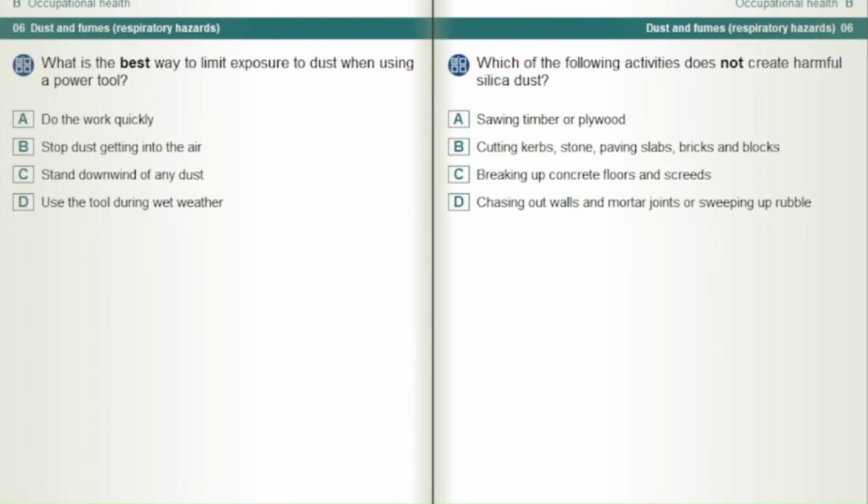Which of the following activities does not create harmful silica dust? Sawing timber or plywood. Cutting curbs, stone, paving slabs, bricks and blocks. Breaking up concrete floors and screeds. Chasing out walls and mortar joints or sweeping up rubble.